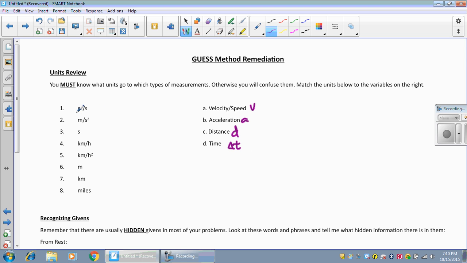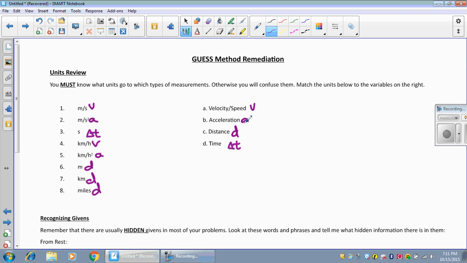Alright, so here it is. Meters per second, that's a distance over a time, that's a velocity. Meters per second squared, that's a distance over a time squared, that's acceleration. S is second, it's a unit of time, so change in T. Kilometers per hour, that's a distance over a time again, so that's velocity. Kilometers per hour squared, distance over time squared. Meter is a unit of distance, so that's D. Kilometer, unit of distance, that is D. And miles is also a unit of distance, D.